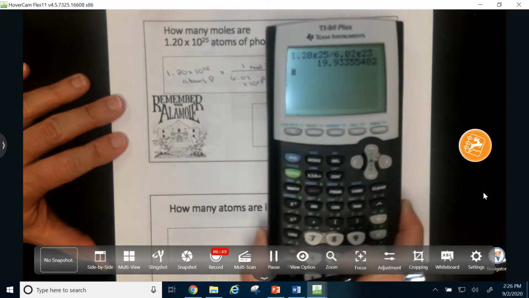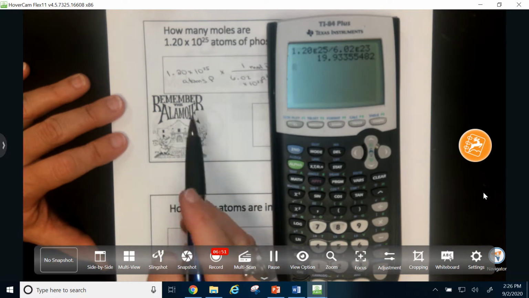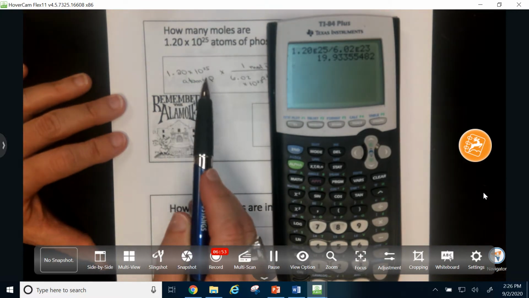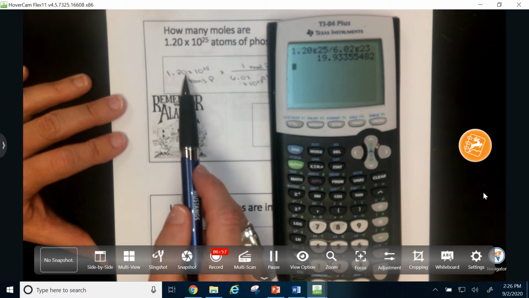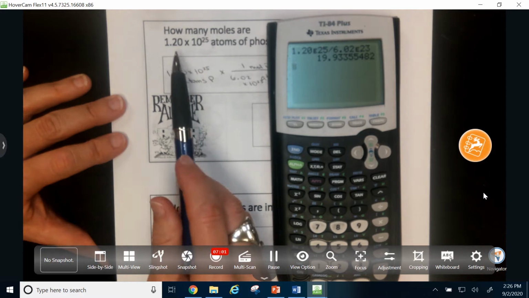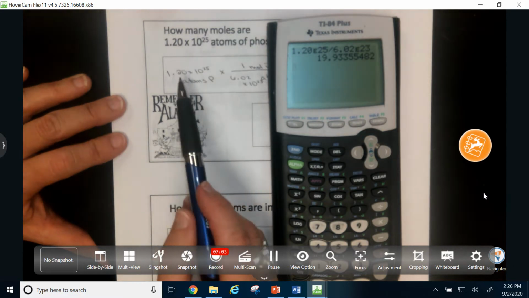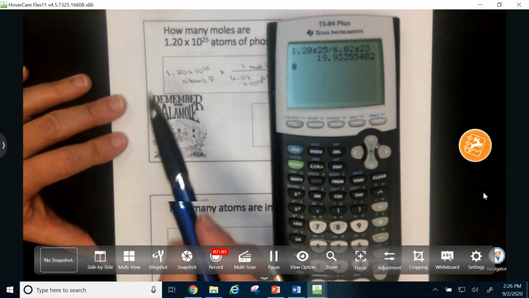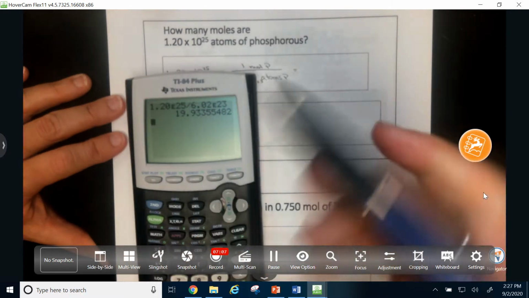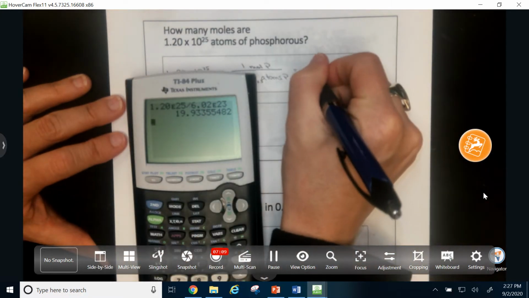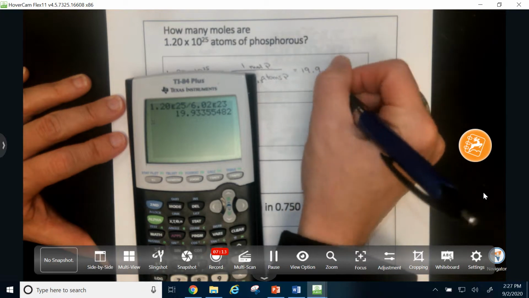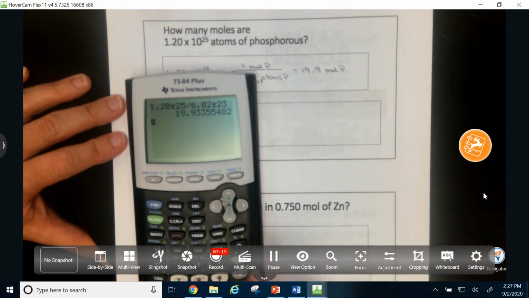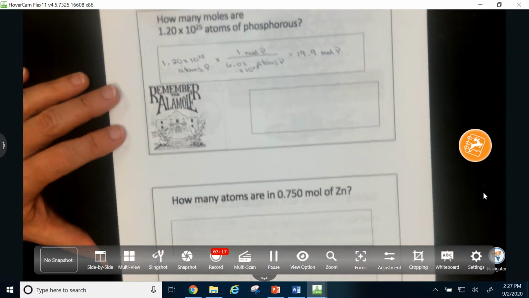Okay? Now, when you're trying to do your sig figs for this, the sig figs are always based off of your starting value. I always encourage you to actually write that 0 down because a lot of times students will look at their work for sig figs instead of the problem itself. So, 1.20 has 3 sig figs, so we want 3 sig figs for our answer. We should get 19.9, and don't forget your unit, moles of P. Alright? Then let's look at this next question.